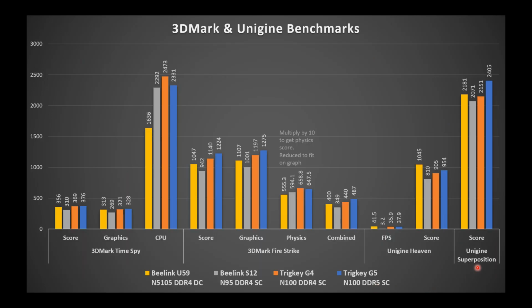Then I did run some 3D Mark and Unigine benchmarks, both the temps: 3D Mark Time Spy, 3D Mark Firestrike, Unigine Heaven, and Unigine Superposition. And if you look here under Firestrike, under the physics result, you're going to have to multiply this by 10, just because I didn't want the scale to go all the way up to like 7,000, 8,000 and just dwarf all these other metrics right here. So you can see in general, though, despite the older CPU of the Celeron N5105, it actually is on par with these other guys for the most part on these synthetic benchmarks.